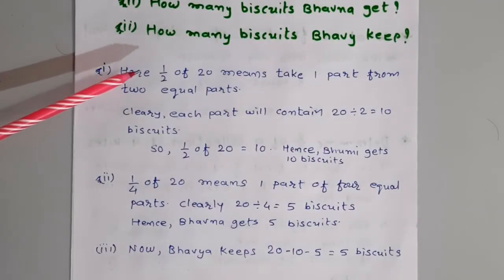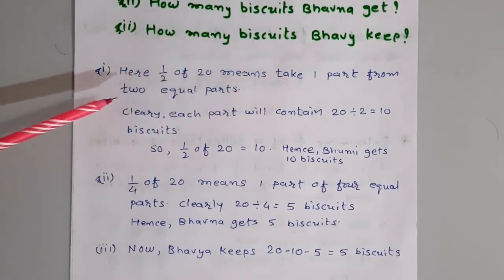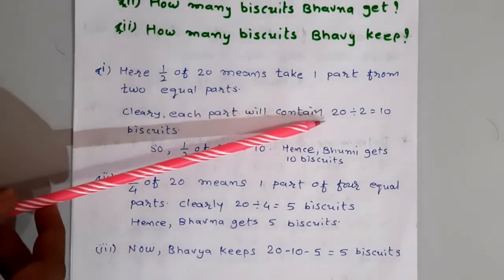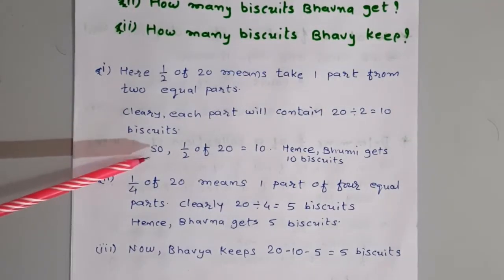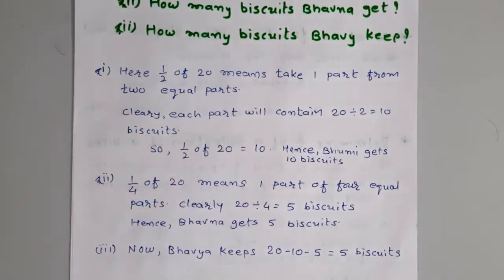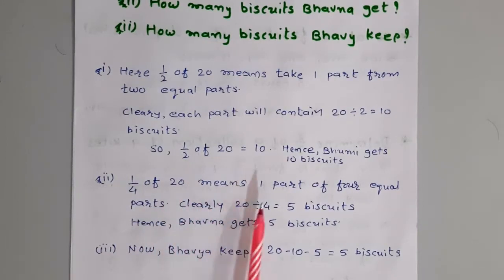Here 1/2 means 1/2 of 20, which means take one part from two equal parts. Clearly each part will contain 20 divided by 2, which means 10. So 1/2 of 20 is equal to 10, hence Bhumi gets 10 biscuits. Second, 1/4 of 20 means one part of 4 equal parts. It's clear that 20 divided by 4 is equal to 5 biscuits, hence Bhavna gets 5 biscuits.